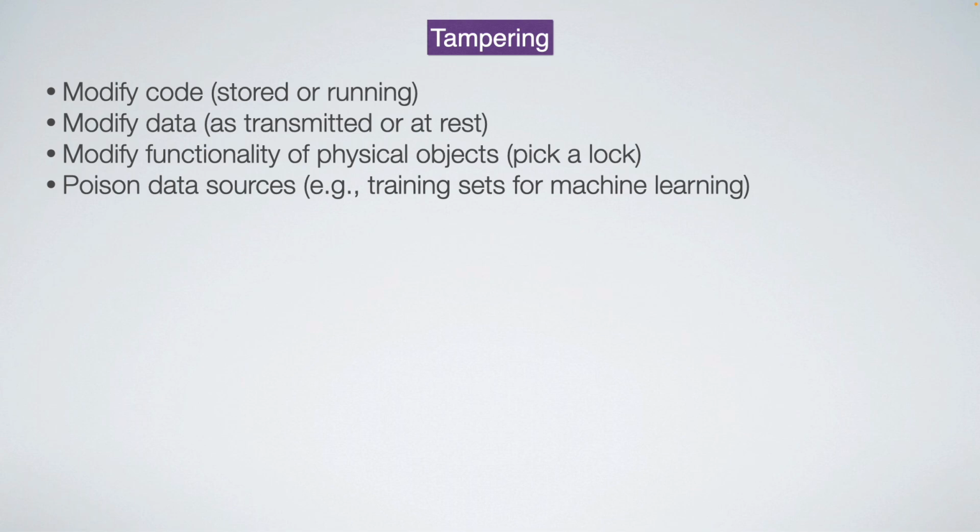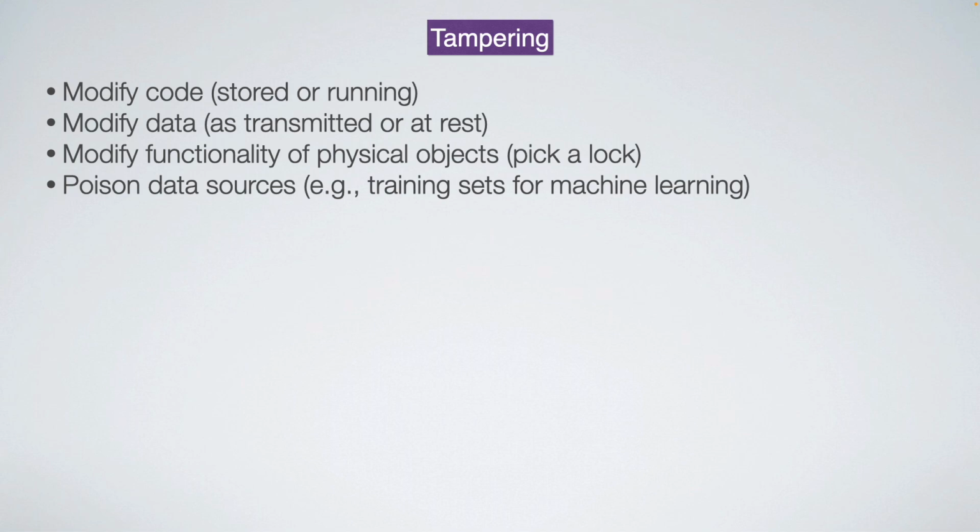Similarly with data, it could be either transmitted, like it's going across the wire and you're making modifications to it, or you find where it's stored, and you make the modifications to it at that time. It could be physical objects, like if you pick a lock, that would be considered a tampering attack. You could poison data sources as well. So it's sort of like modifying data, but you have a specific objective in mind.